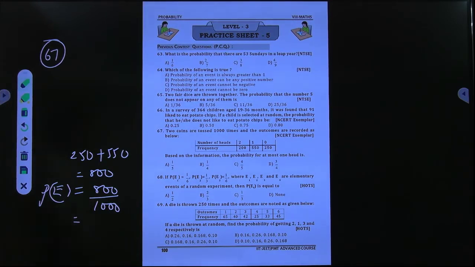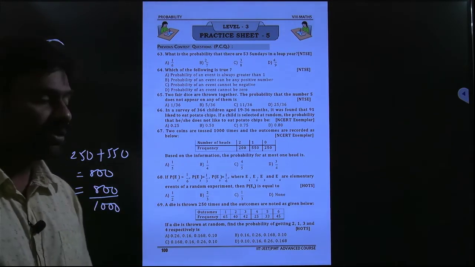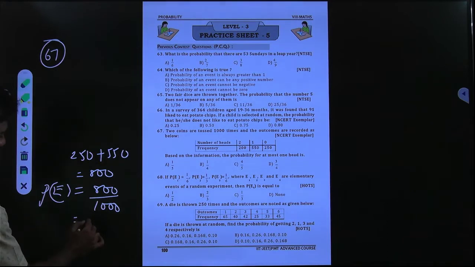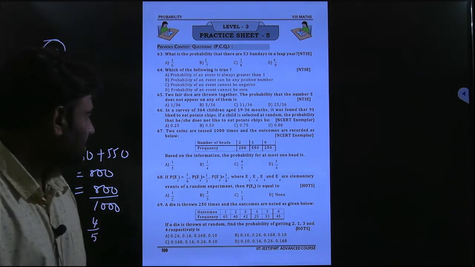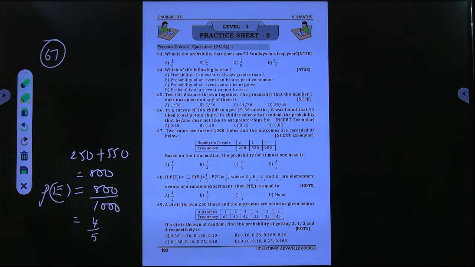200 is the common factor for 800 and 1000. So 200 times 4 is 800 and 200 times 5 is 1000, giving 4 by 5. 4 by 5 is the required answer. Option C is correct. Next, question number 68, students.